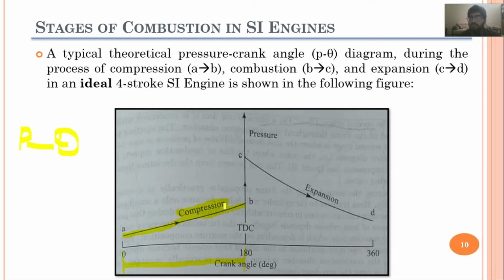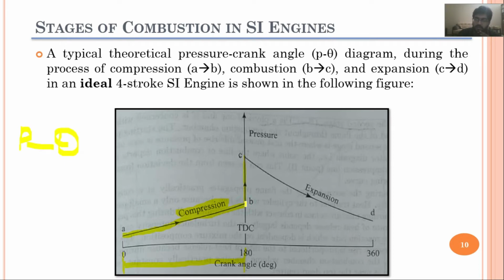This is the compression process, and as a result of the compression, the pressure of this air fuel mixture inside the combustion chamber has increased. But you can see that this pressure increment is not that high as compared to the pressure increment from B to C. This is the point where the combustion has occurred.